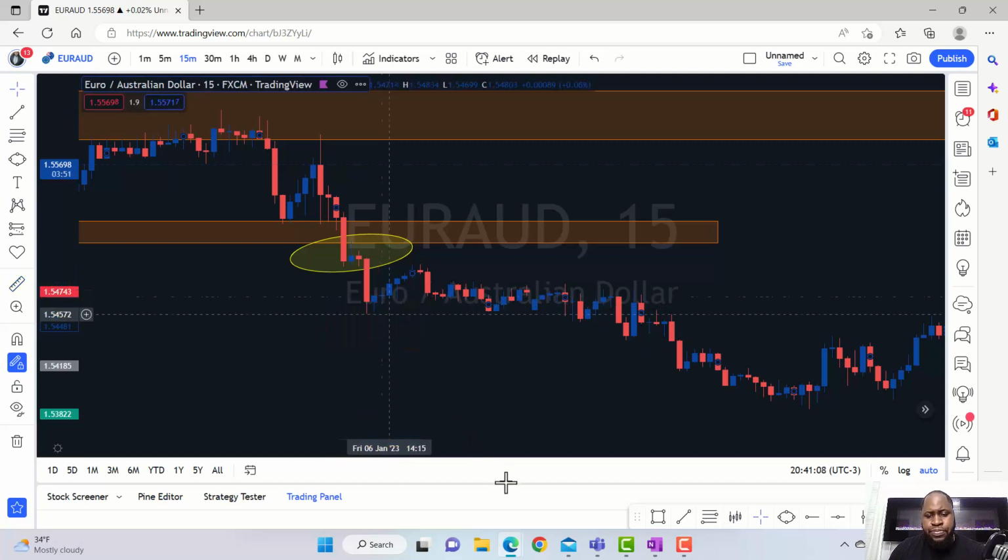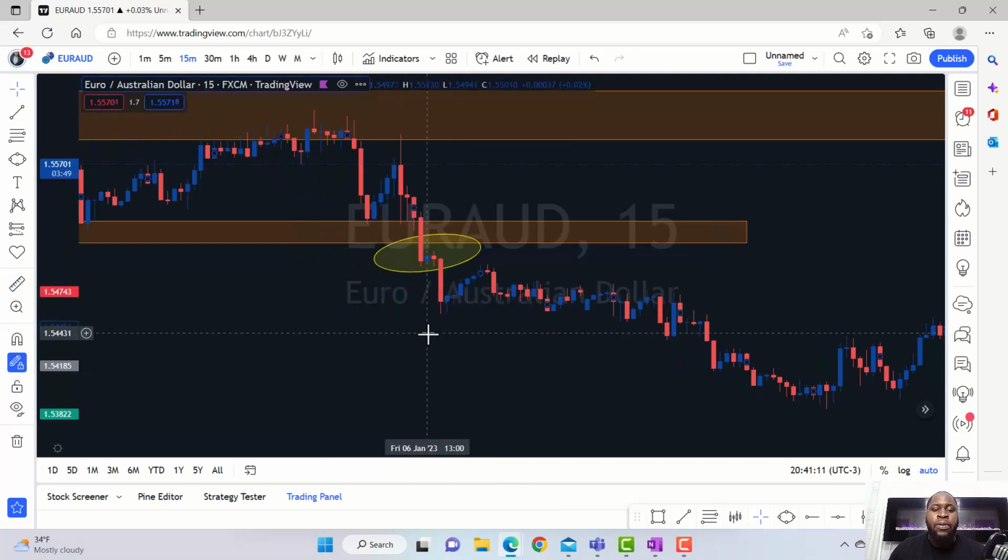Okay, so it depends how you want to map out your confirmations. There are different ways of doing confirmations. Personally, the most solid confirmation to me is a proper retest. Okay, something that looks like this up here.